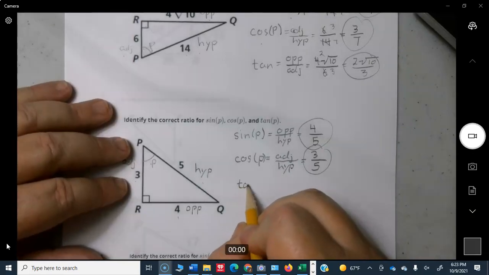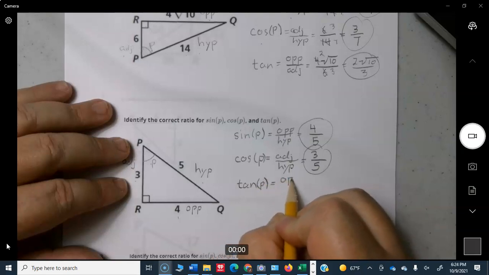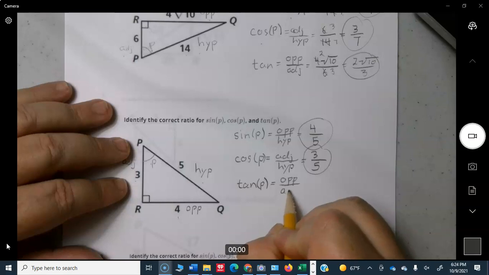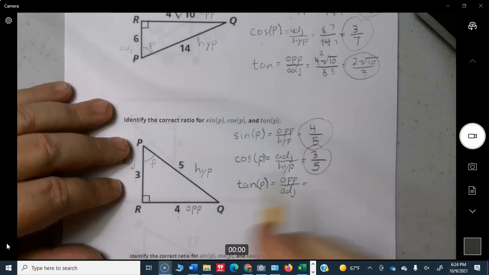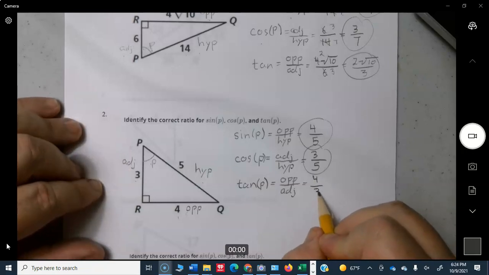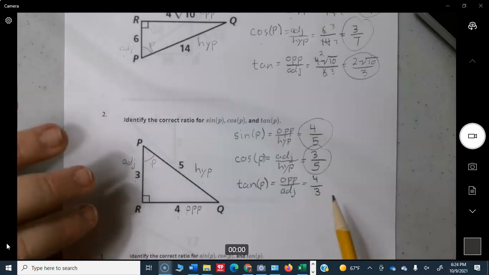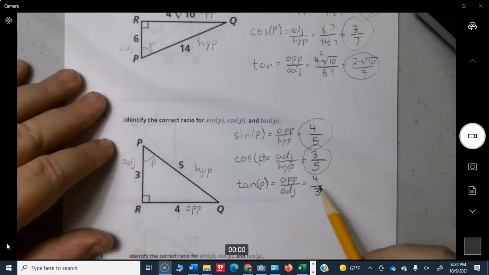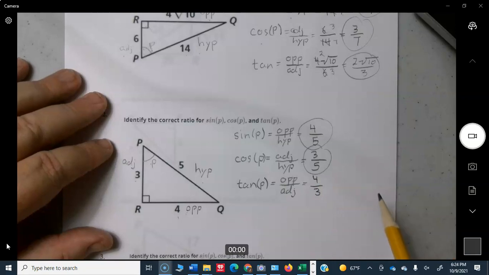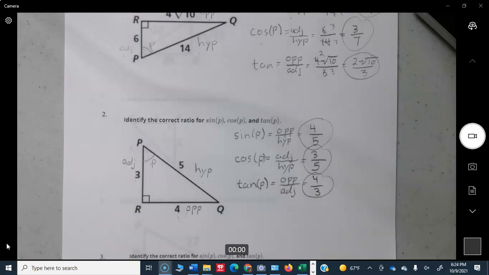Finally, tangent. Opposite is 4. Adjacent is 3. Now that's an improper fraction. You could change that to 1 1/3. Won't get into that right now. You're fine to leave it. If the number on top is bigger than the number on bottom, that's fine. Just leave it like that. So that's the final answer for that. Okay, and that takes care of number 2. Let's move on.